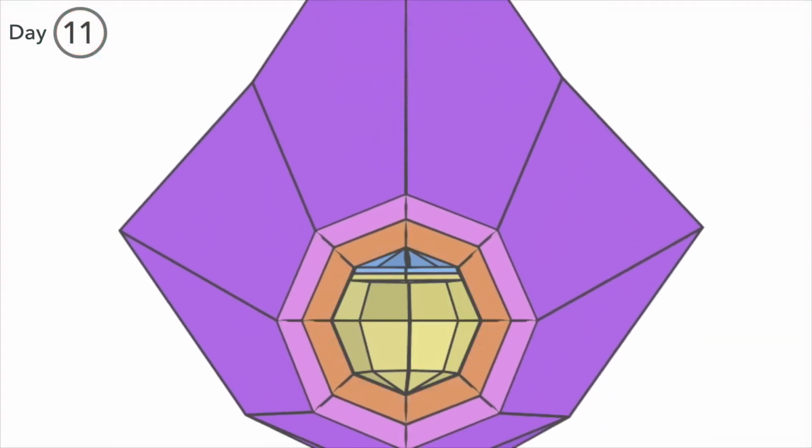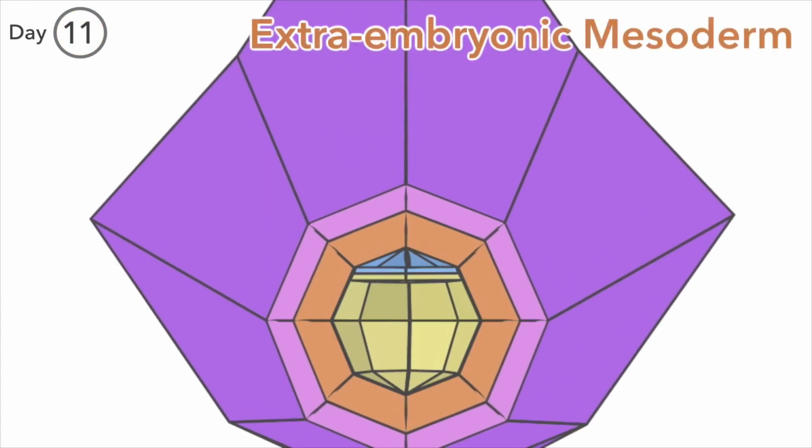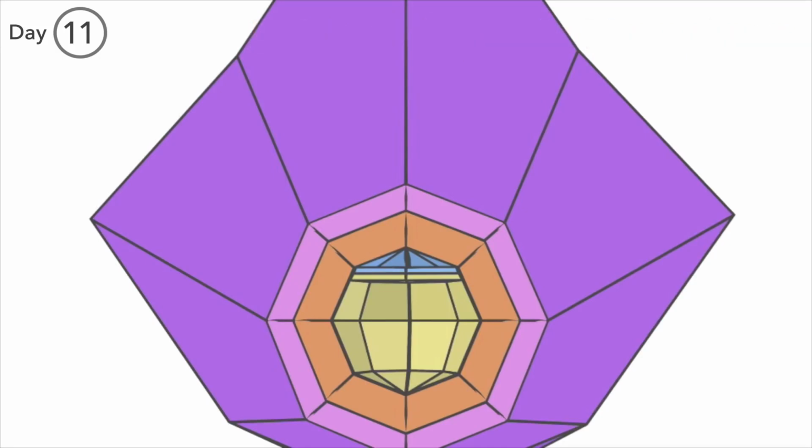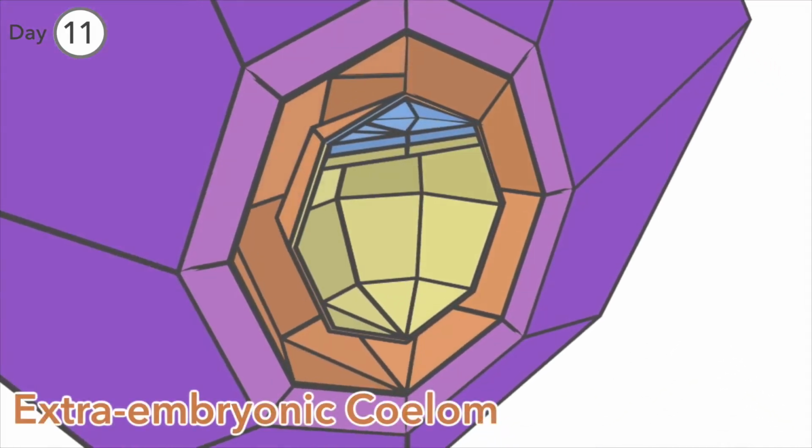Day 11. On the inner surface of the cytotrophoblast, tissue known as extraembryonic mesoderm has developed, in orange here. This eventually develops cavities which form the extraembryonic coelom. Coelom is sort of another word for cavity.